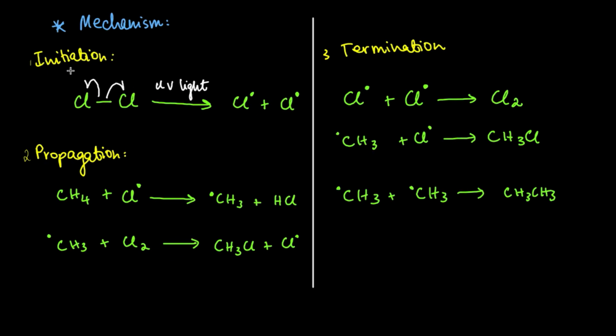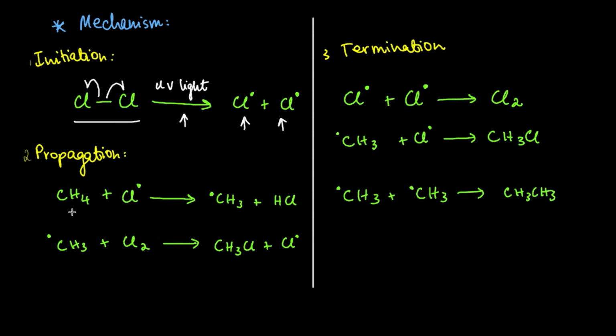Now basically what initiation contains is that the diatomic chlorine breaks the bond between them by UV light homolytically. One electron from the bond goes to each of the chlorines and that produces these two chlorine radicals. This is the only initiation step that you need to know. Then let's move on to propagation.